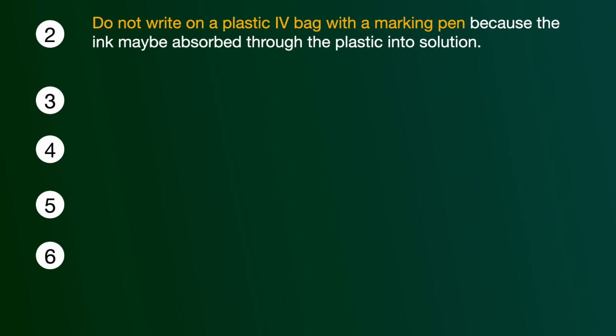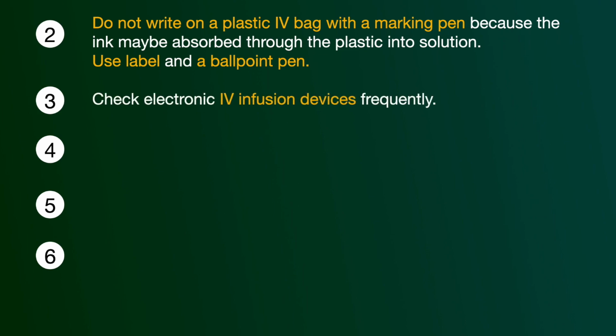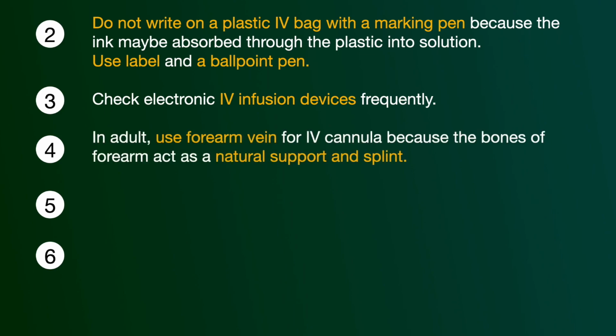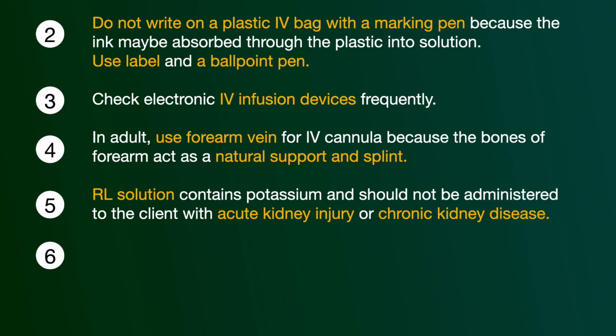Point number 2. Do not write on a plastic IV bag with a marking pen because the ink may be absorbed through the plastic into the solution. Use a label and a ballpoint pen. Point number 3. Check electronic IV infusion devices frequently. Point number 4. In adults, use a forearm vein for the IV cannula because the bones of the forearm act as a natural support and splint.